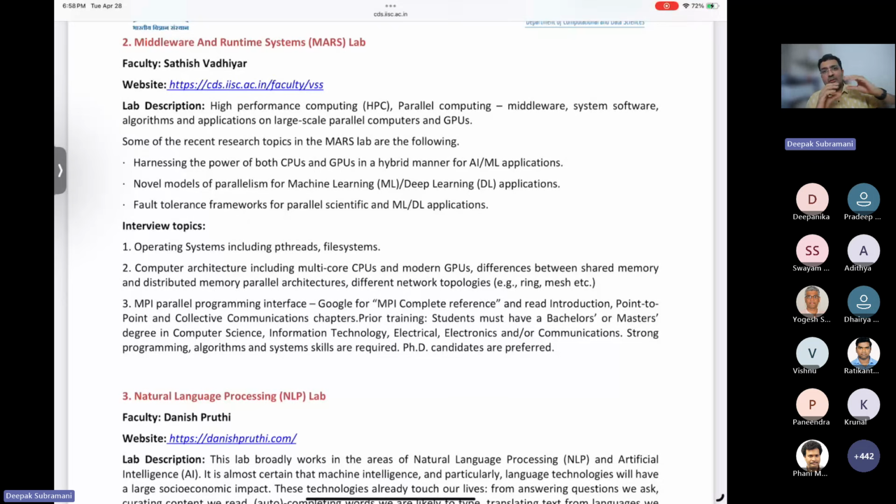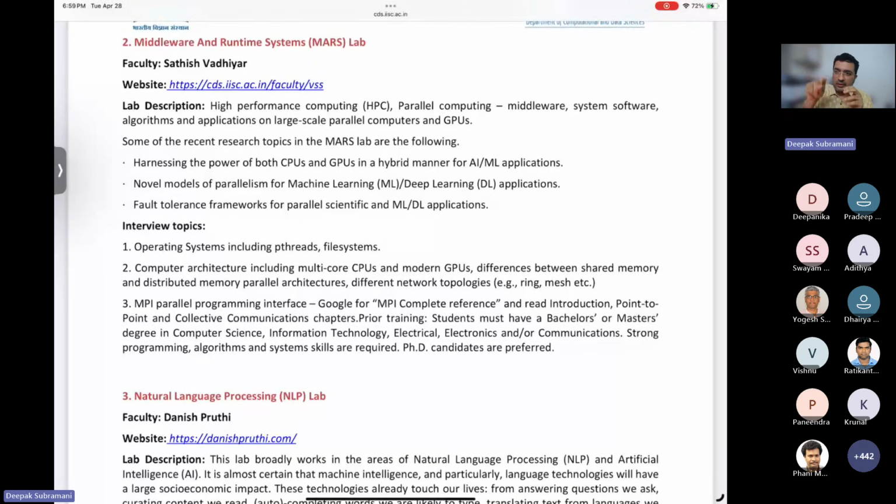So this middleware sits in between. You could be an AI developer looking at getting models to work, and then these models have to train on the computer. For the models to train on the computer, they must interact with the layer which distributes this computing workload across multiple CPUs and GPUs, and that lab focuses on the systems side of things. So, fault tolerant frameworks for parallel scientific and ML/DL applications. For them, the application is agnostic, and they look at the systems side. So operating systems, including pthreads. These would be the interview topics: computer architecture, multi-core CPUs, modern GPUs, and then MPI, the Message Passing Interface for parallel programming.